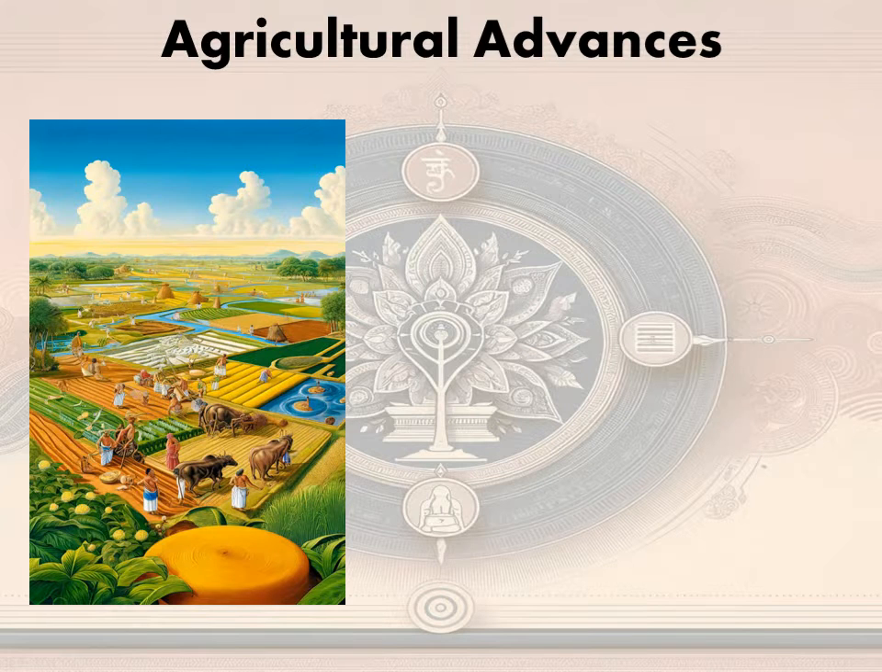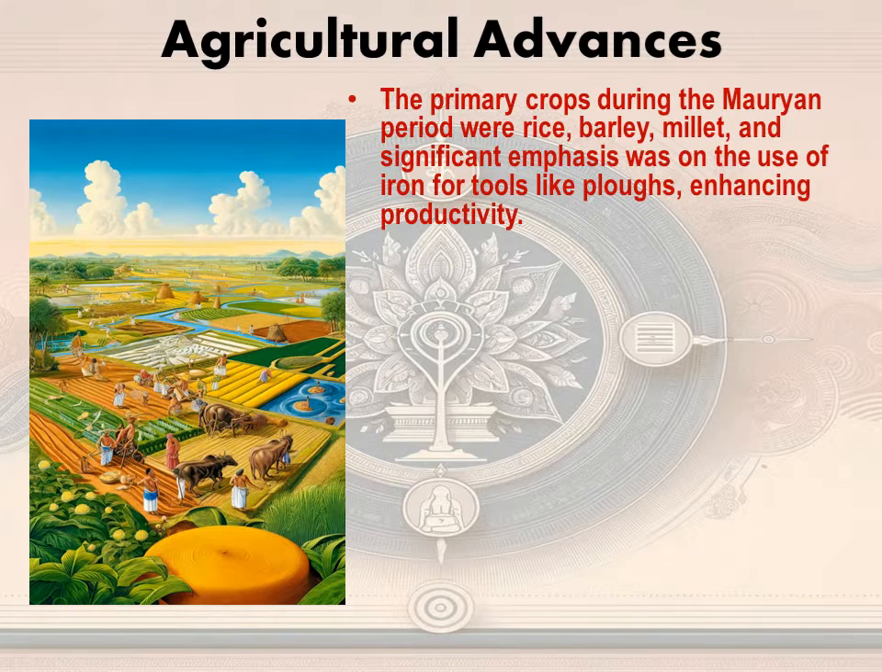Agricultural advances. Now we will focus on the economic activities of the Mauryan rule, and with that we start with the primary source of income during the ancient Indian period, that is agriculture. The primary crops during the Mauryan period were rice, barley, millet, and significant emphasis was on the use of iron for tools like plows, enhancing productivity.